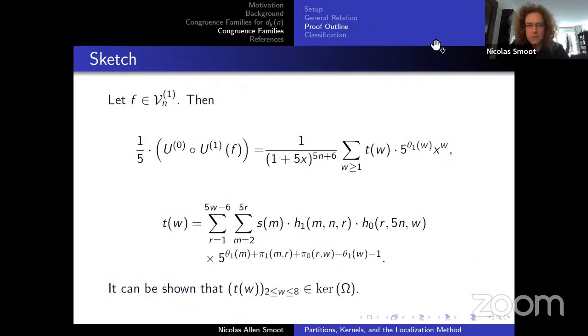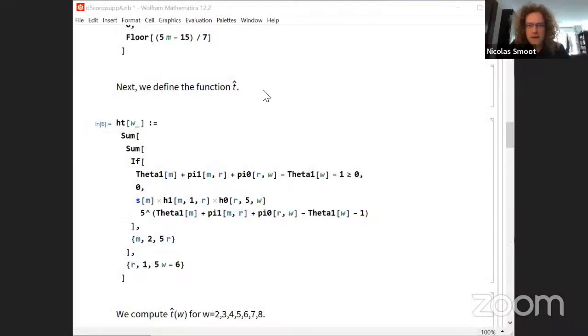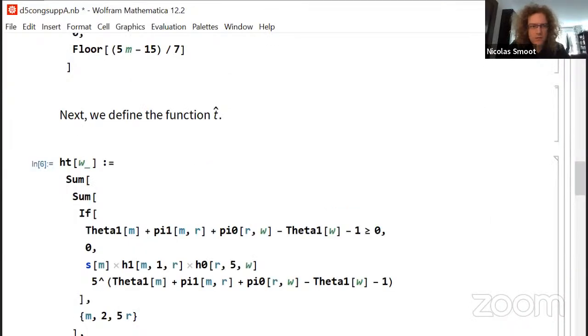Hang on a second. Okay, this time, I'm going to share my Mathematica screen. Just a moment. Okay, can you guys see the Mathematica notebook?